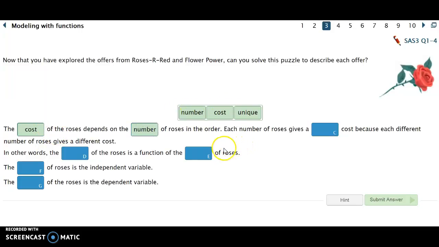Each number of roses gives a unique cost, because each different number of roses gives a different cost. In other words, the cost of the roses is a function of the number of roses, because the number of roses is what's going to make that total cost change. So the number is the independent variable and the cost of the roses is the dependent variable. Okay, so all of those squares are blanks in your notes.